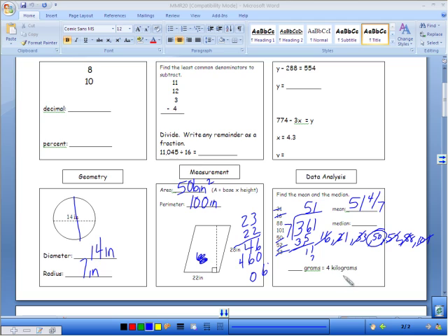And then in grams to kilograms, we know that there's 1,000 grams in 1 kilogram, so take 4 times 1,000 for a total of 4,000 grams. That's it. That's morning work for Monday. Hopefully this helps you out, and you'll use this as a great resource.